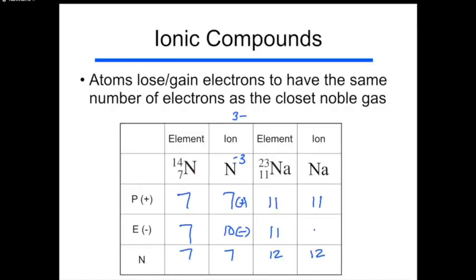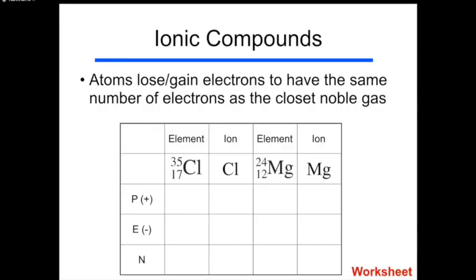So when it reacts, I will have 10 negatives and 11 positives. And so when sodium reacts and becomes an ion, it will have a +1 charge or a 1+ charge. You can write that too.